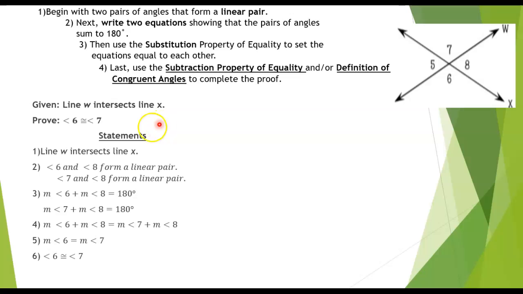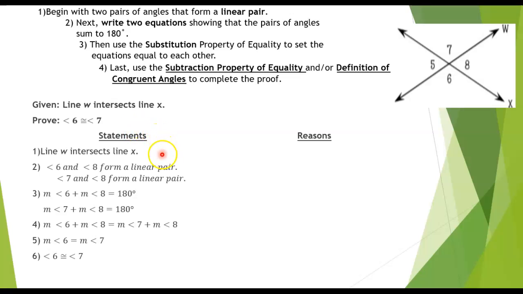For my next example, we're given that line W intersects line X, which is true. If we look here to the right, line W intersects line X. So we have to prove that angle 6 is congruent to angle 7. What I did here was very nice: I gave you the statements, and now we have to validate and give the reasons why.